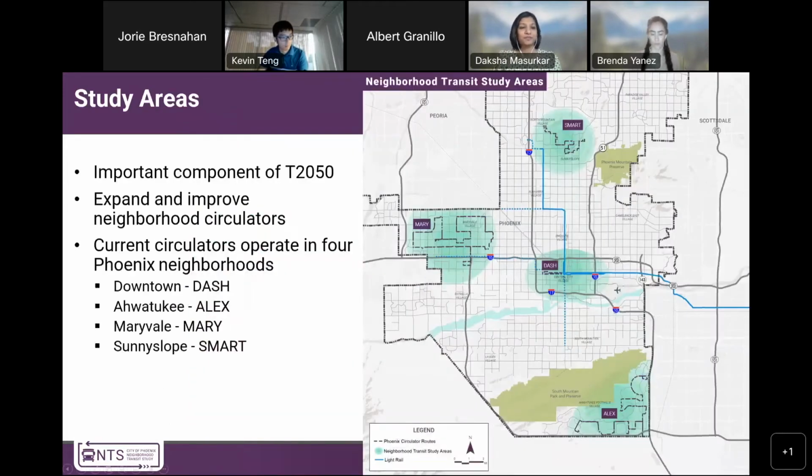Next slide, please. So neighborhood transit is one of the important components of the T2050 program. And the first step is to expand and improve the current neighborhood circulators. There are 4 areas where we have our current circulators. One is the downtown area, which is served by the Dash circulator. Then is the Awatuki neighborhood, which is served by Alex. Third is the Maryville area, which is served by the Mary circulator. And last is the Sunny Slope, which is served by the Smart circulator. So the initial focus of our neighborhood transit study will be on these circulators, and then expand and see which other areas in Phoenix need neighborhood transit service. Next slide, please.